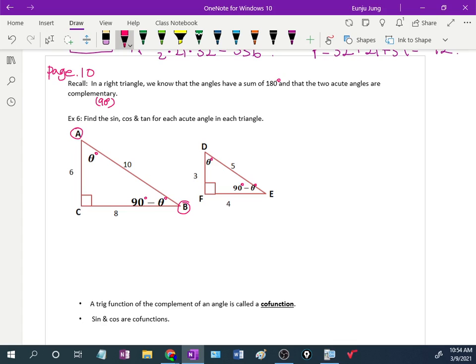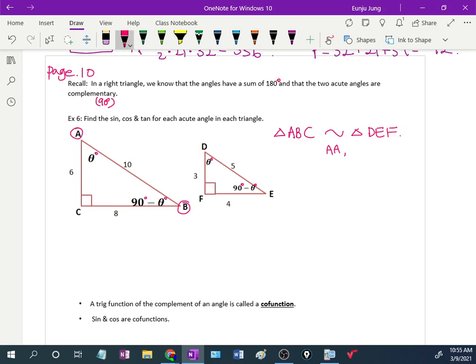Triangle ABC has a 90-degree angle, and we have 6, 8, 10 as the lengths of the sides. The other triangle, DEF, has 3, 4, 5 as the lengths of the sides. Are they similar to each other? Triangle ABC is similar to triangle DEF. Why? How do you know? All angles are congruent. That's right. AA triangle similarity. Or you can use the ratio. What is the ratio of the two sides?